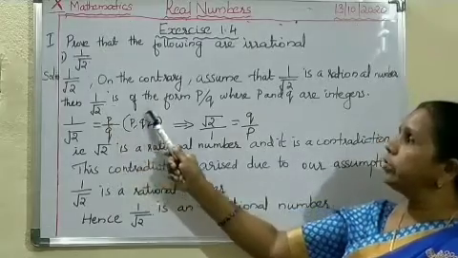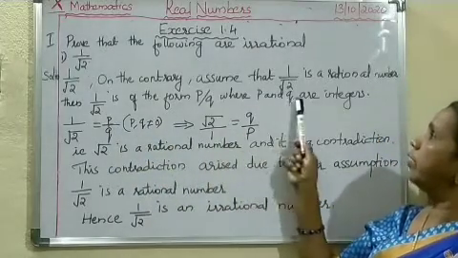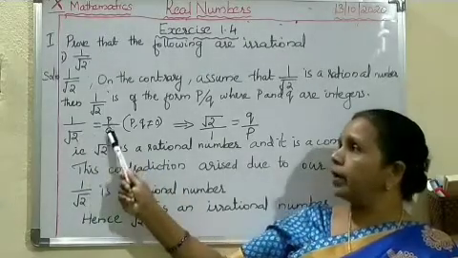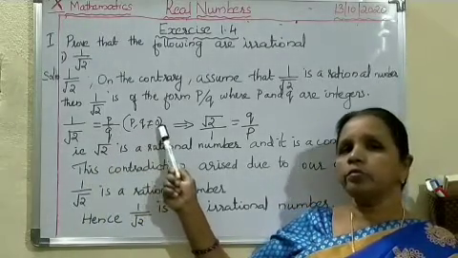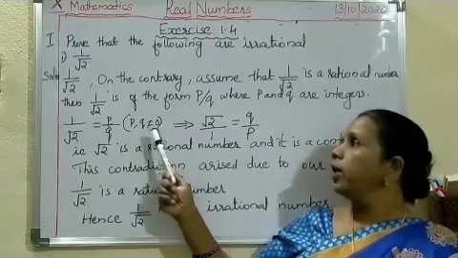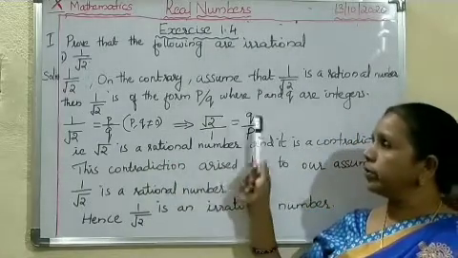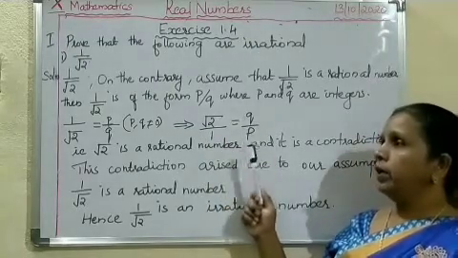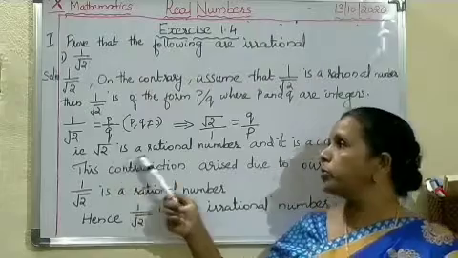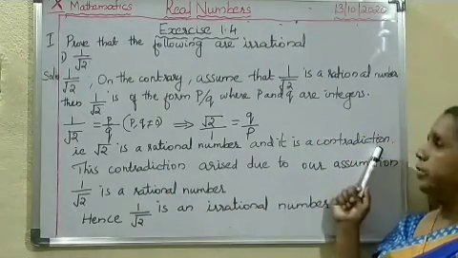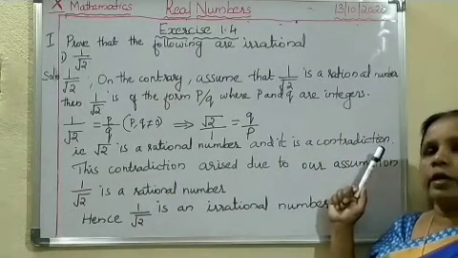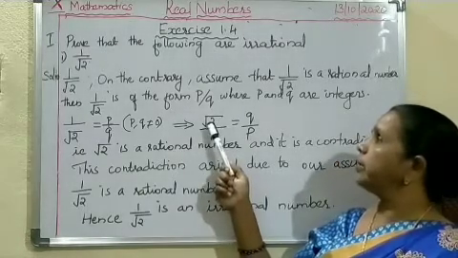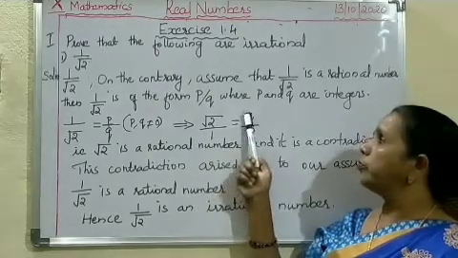Then 1 by root 2 is of the form P by Q, where P and Q are integers and not equal to 0. That is the definition of rational numbers. Reversing, root 2 by 1 is equal to Q by P. Already, before the first example, we showed that root 2 is an irrational number, so here root 2 by 1 is equal to Q by P.